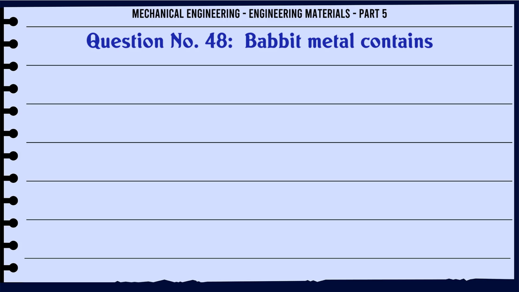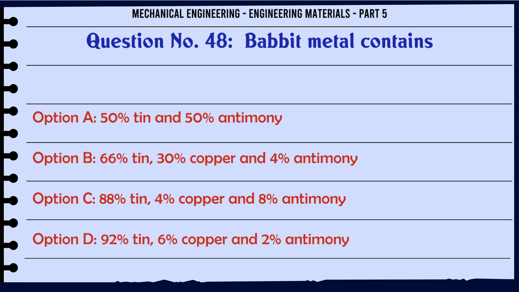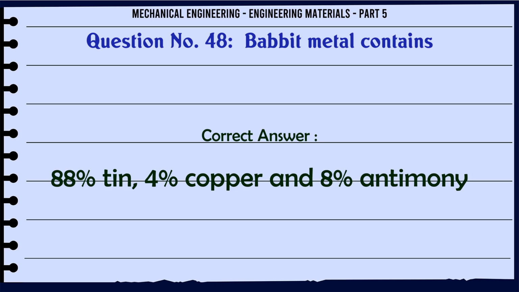Babbitt metal contains: A. 50 tin and 50 antimony. B. 66 tin, 30 copper and 4 antimony. C. 88 tin, 4 copper and 8 antimony. D. 92 tin, 6 copper and 2 antimony. The correct answer is 88 tin, 4 copper and 8 antimony.